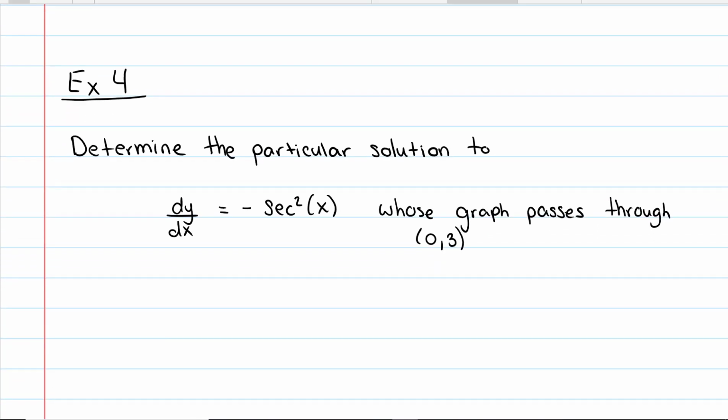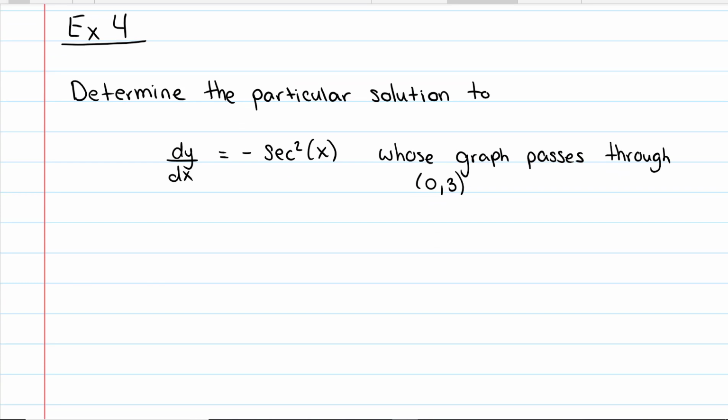Determine the particular solution to dy/dx equals negative secant squared of x, whose graph passes through the point (0, 3). So we know secant squared is discontinuous because there are specific x values that make it undefined. The x values that will make secant squared undefined are the values that make cosine 0, since secant is the reciprocal of cosine. Fortunately, we don't really have to worry about the domain until the very end. These problems start just like the previous ones.